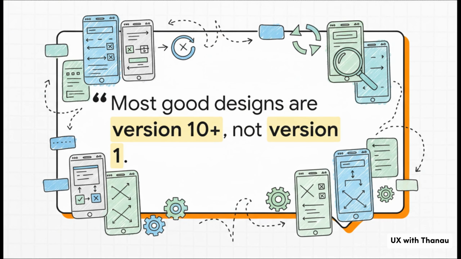But having to go back and fix things? That isn't a sign of failure. It's actually the opposite. Iteration is a core design skill. Nobody gets it perfect on the first try. The best products are always the result of constant refinement.